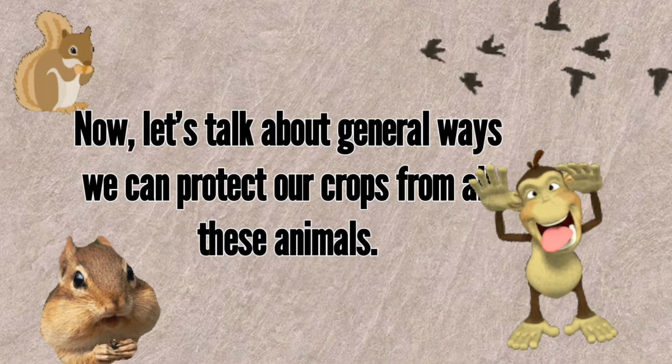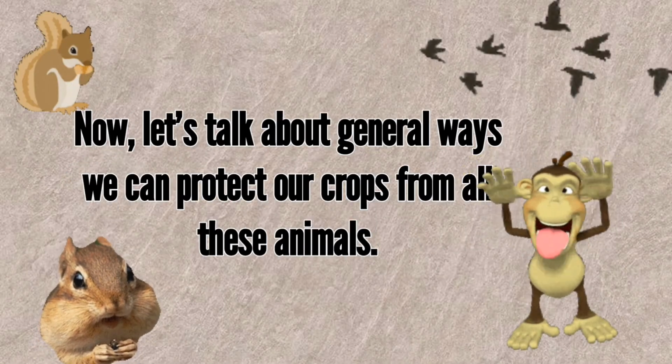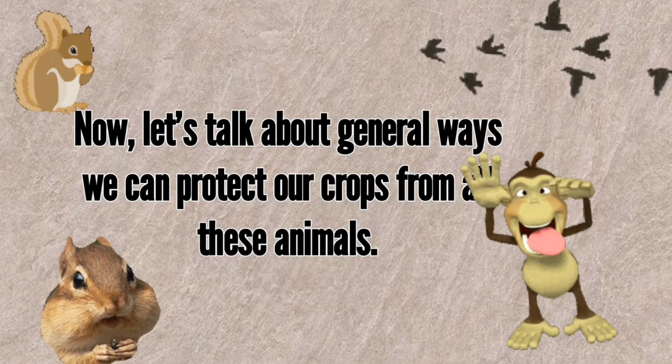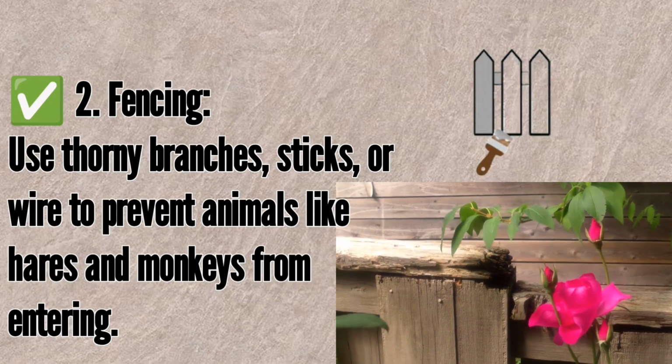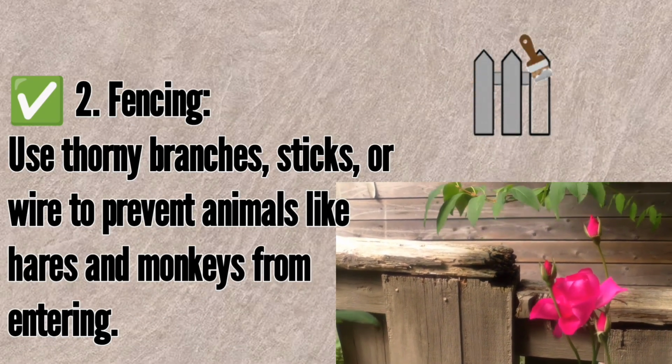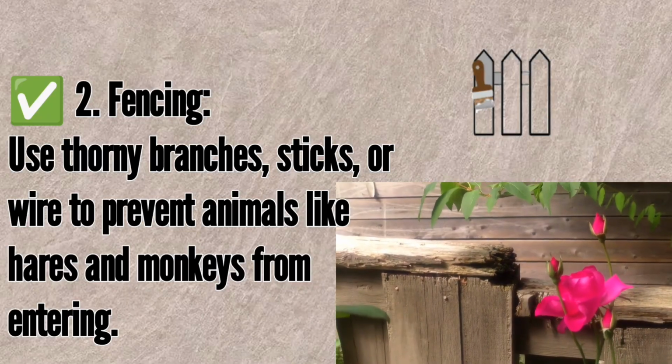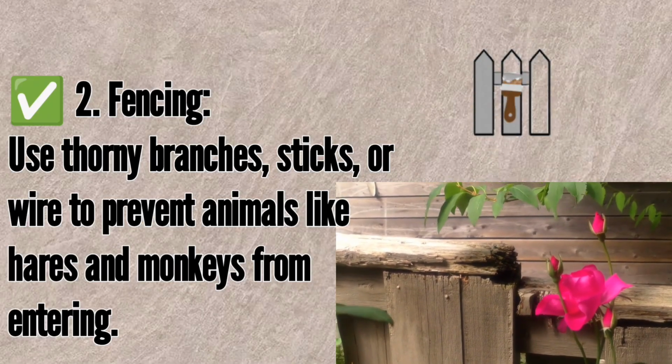Now let's talk about general ways we can protect our crops from all these animals. Scarecrows. We can make a simple scarecrow using sticks, old clothes and a hat. Place it in the gardens to scare away birds and monkeys. Fencing. We can use thorny branches, sticks or wire to prevent animals like hares and monkeys from entering.